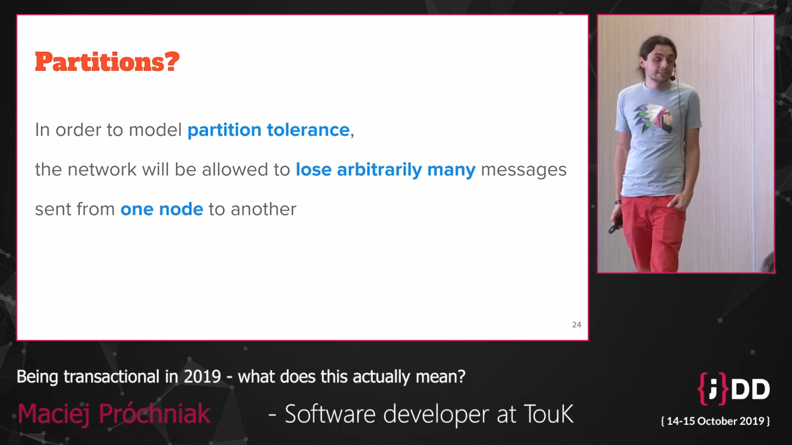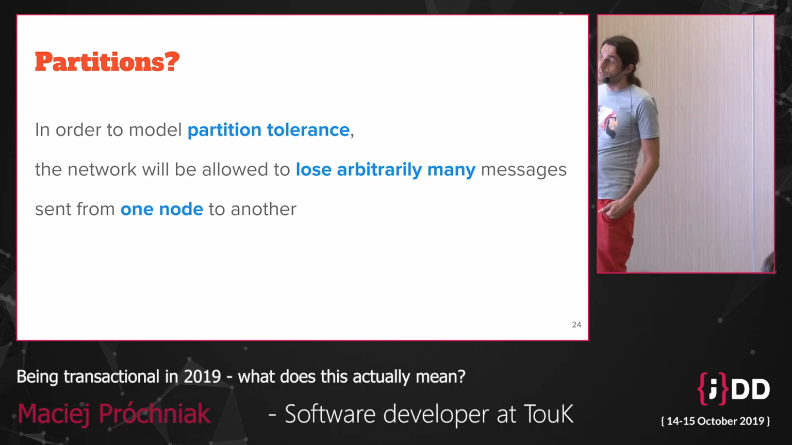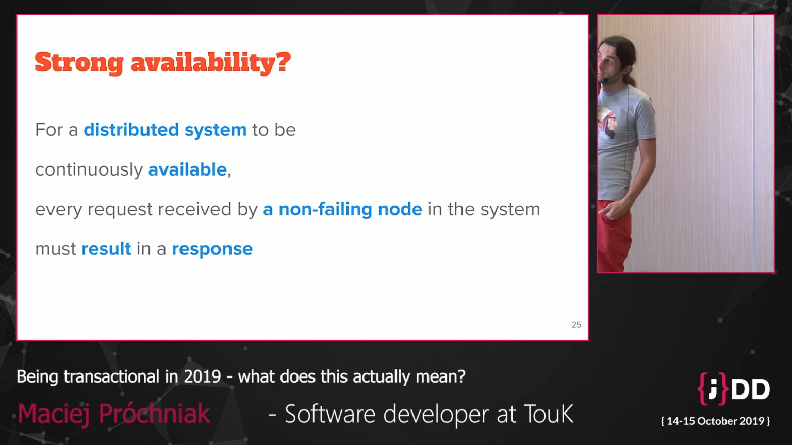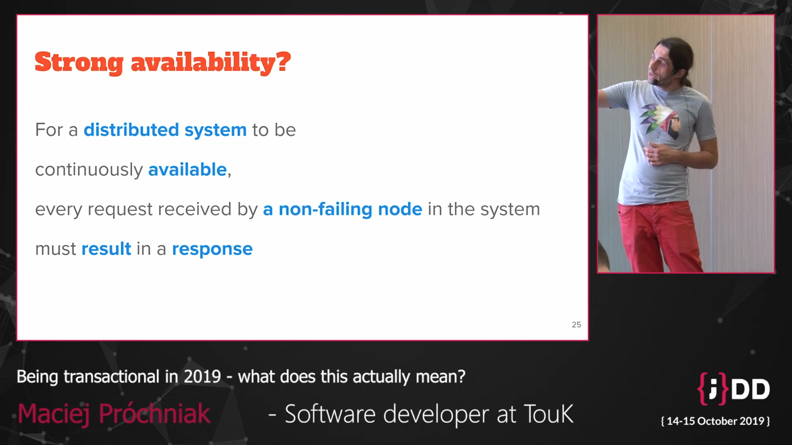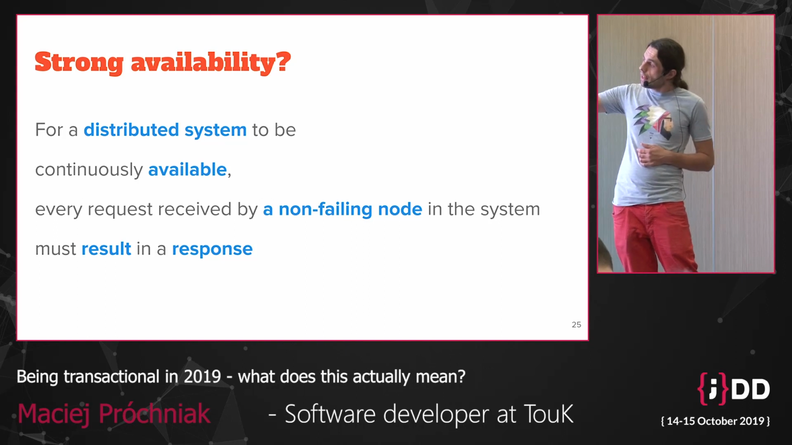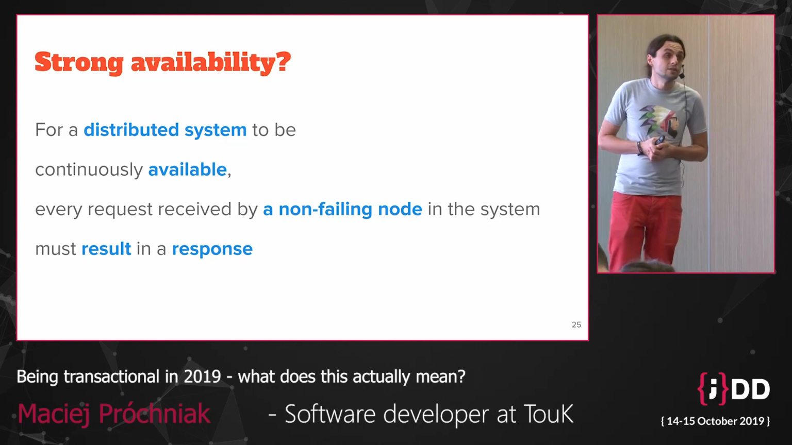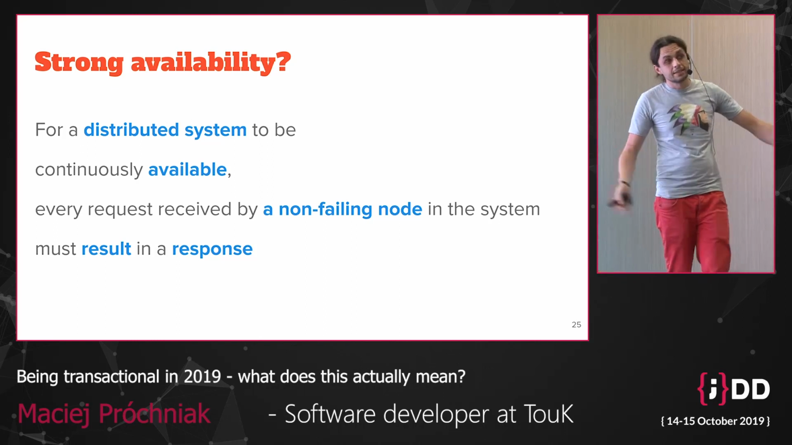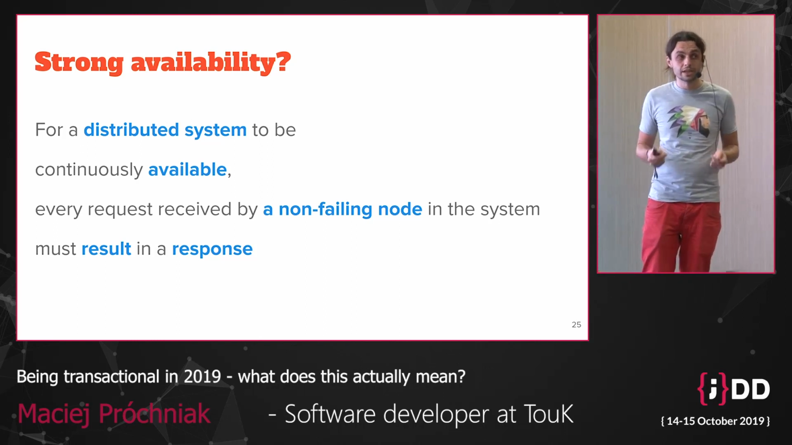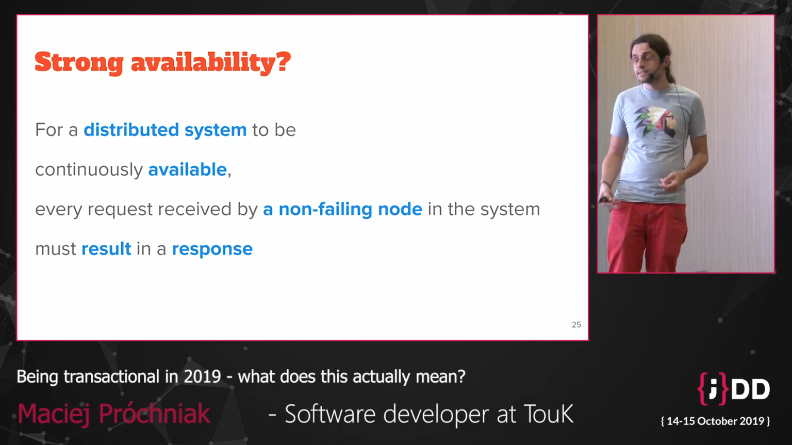So what are this consistency and availability that we have to sacrifice? Strong availability in Brewer's sense says that every request received by a non-failing node in the system must result in a response, right? By any non-failing node. So it doesn't mean that some nodes are working. It means that all nodes that are working must produce a result. Again, this is quite a strong assumption, right?